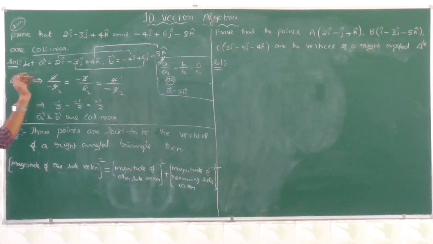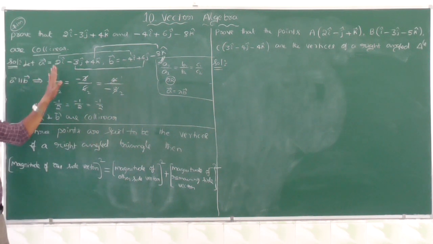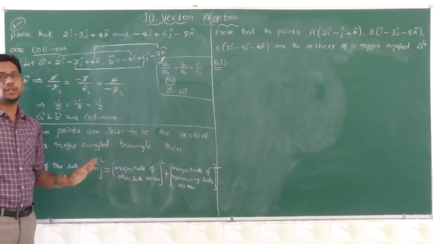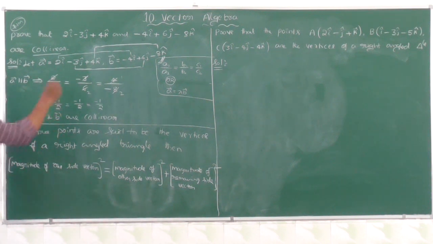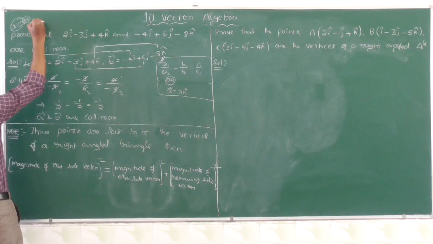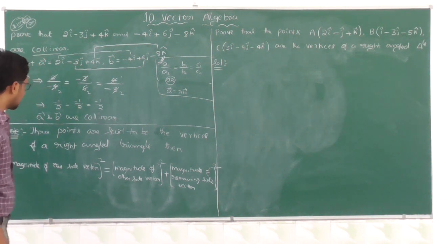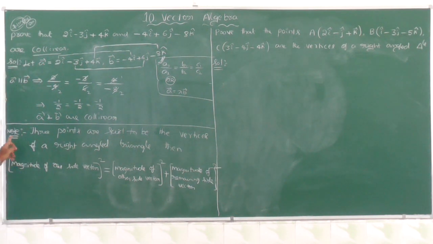Just remember this condition, and you can easily find out whether vectors are collinear or not. This question is important for 1 mark, or maybe 2 marks. Sometimes he will ask for 1 mark, or sometimes for 2 marks. Next we have one note point.